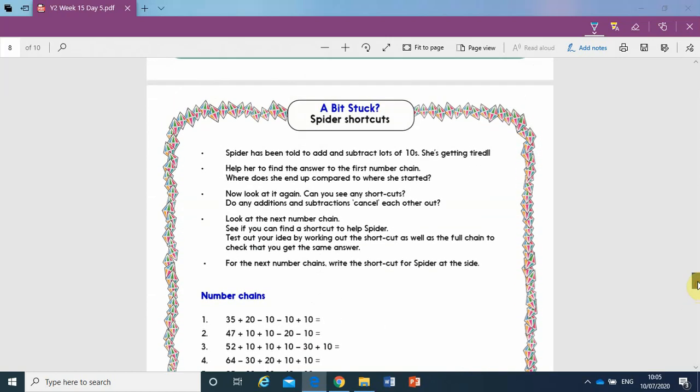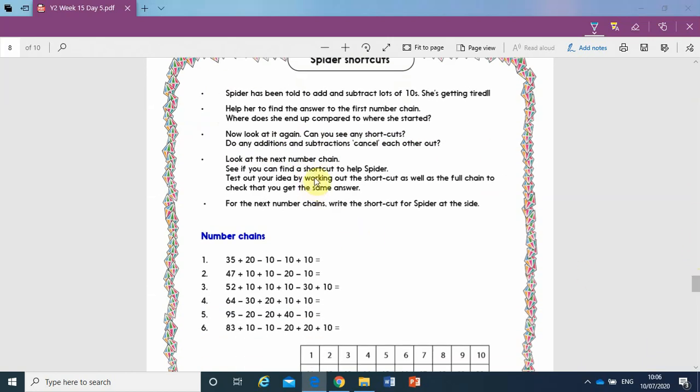I maybe didn't explain this activity in as much detail, so I'll just recap this one. I can move up, and there we go. The bit stuck spider shortcuts. A spider has been told to add and subtract lots of 10. She's getting tired, so we're going to find an easier way to do it. Help her find the answer to the first number chain. Where does she end up compared to where she started? So let's look at it again. Can we make any shortcuts? Do any subtractions or additions cancel each other out? Look at the number chain. See if you can find a shortcut to help the spider test out the idea.